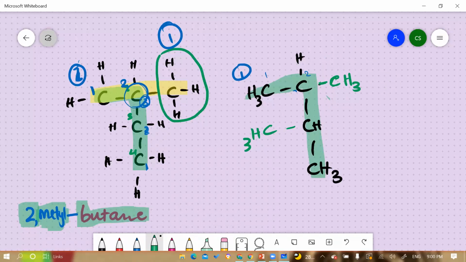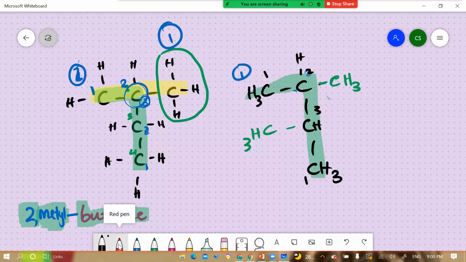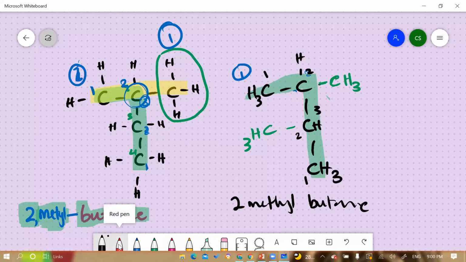All right. So if you put it here now, you can count 1, 2, 3. If you count from this direction, 1, 2. So it's still on the second carbon. So it would still be 2-methylbutane. You see that? You always use the smaller number.